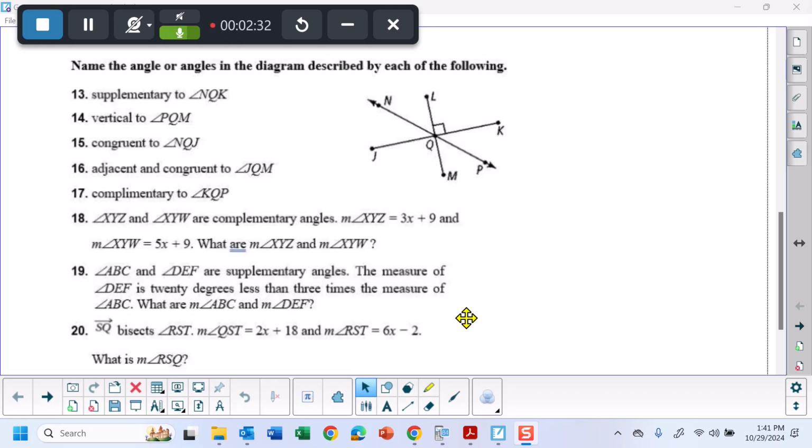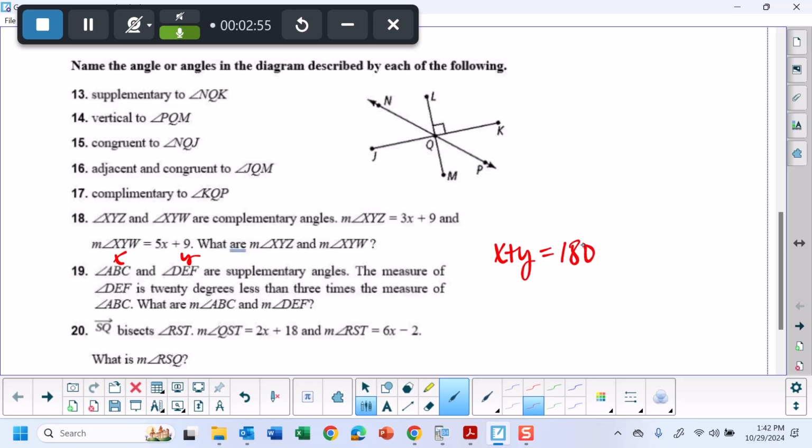All right, let's see. 19 has nothing to do with that diagram. It just wants you to be able to take the information and write your own problems. So if it's easier for you, call this X and this Y, and say X plus Y is equal to 180 degrees as part of your first equation. Then the measure of this one you called Y is 20 degrees less than 3 times the measure. Hold on a minute, there's more to that.